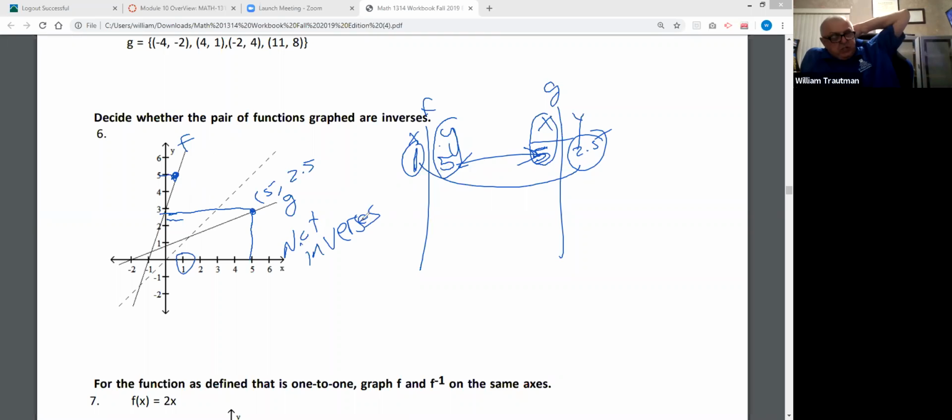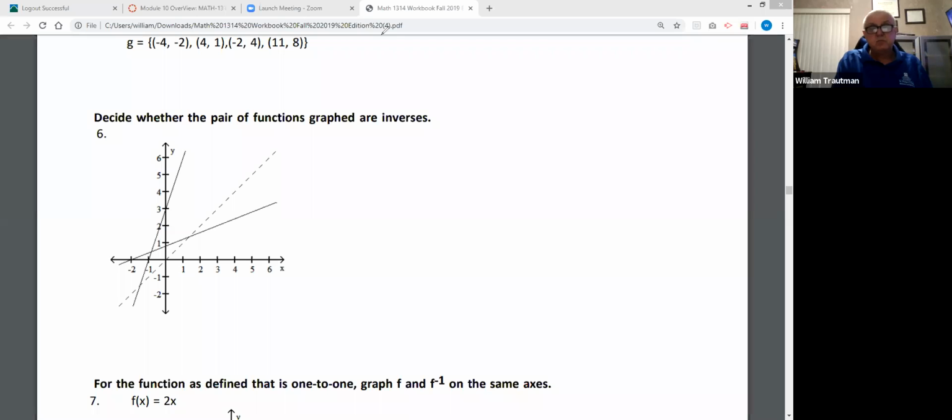They're not inverses. And there's another way of looking at this. I'm going to show you that here in a second. But this is just one quick way of doing it. You've got to be good with coordinates. You've got to remember all that stuff we've learned in the past.